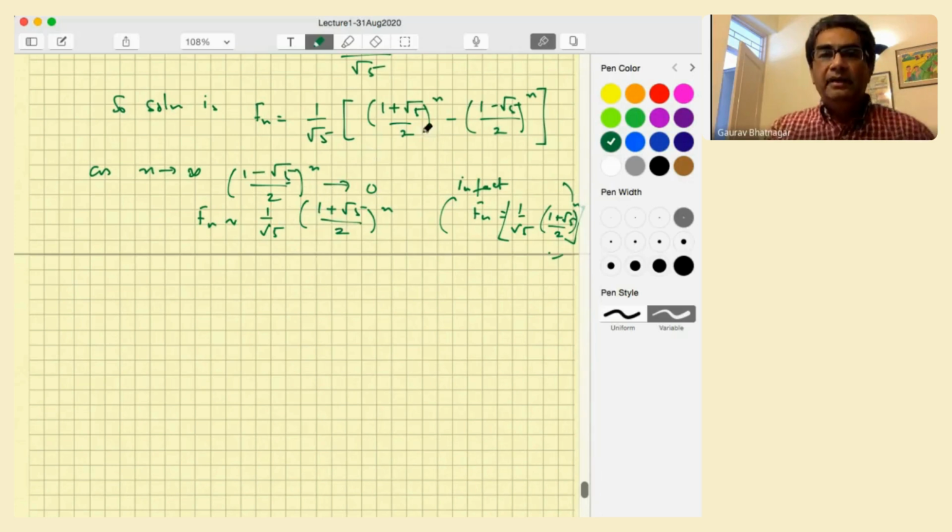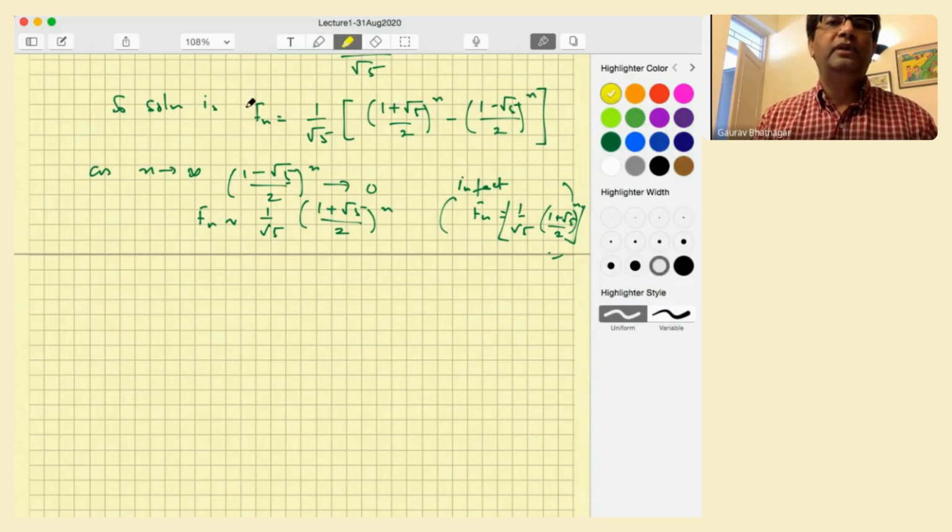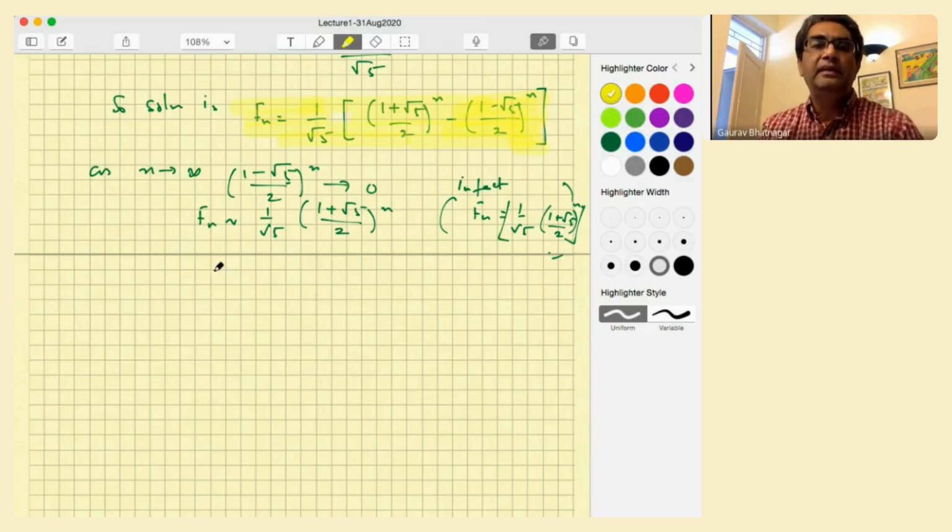This is the dominant term. It's an exponential function, and this term goes to 0. So we've got one solution. This is the solution. You know what? I'm going to use the highlight. Much better than drawing a box, which I can't draw. Okay, any questions on this method?